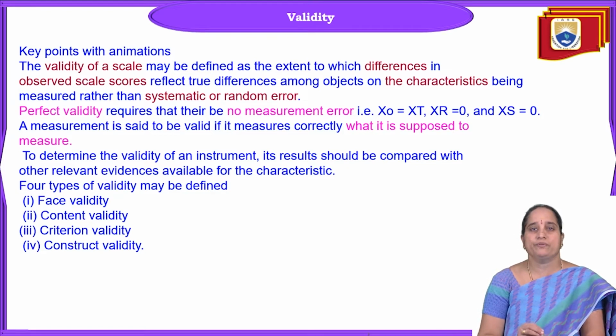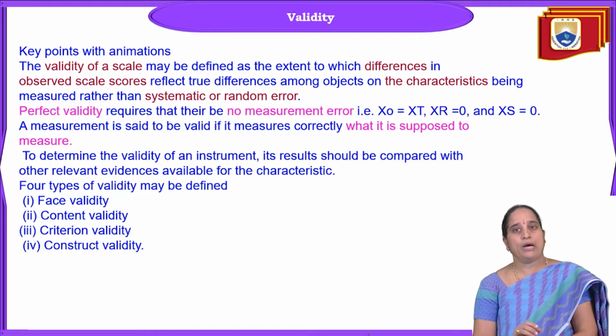Then what do we mean by perfect validity? See, no measurement error, so X0 is equal to XT. Like reliability, here also there should not be any error. Then the data is said to have perfect validity. A measurement is said to be valid if it measures correctly what it is supposed to measure. So if one understands what to measure, then accordingly he selects the type of measurement scale.